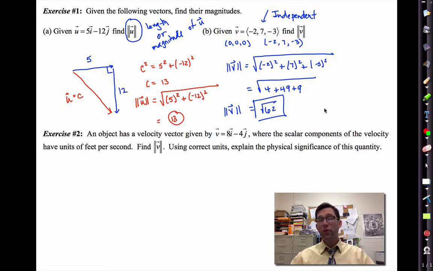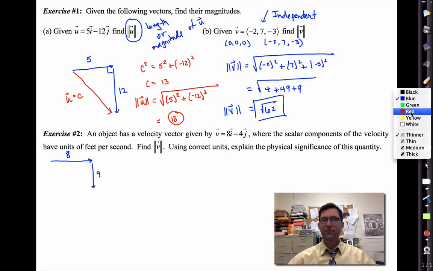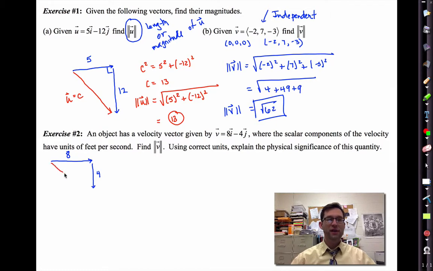All right, well, we don't really have to draw it out, but you know that's not going to stop me. So if I really wanted to visualize this velocity vector, I'd say it's comprised of the vector 8 going directly to the right and the vector 4 going directly down. So this is a visualization of the vector v. It's good to do so.